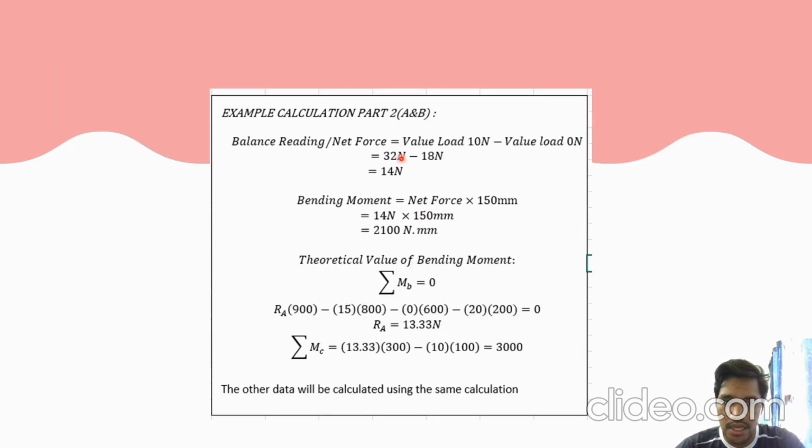Next, the sample calculation for part 2AB, we use the theoretical value to calculate the theoretical value of the bending moment, which is we use the summation of the bending moment at B equal to 0, and we can calculate the RA and also we can calculate the summation of bending moment at MC, which is 300. That's all from the calculation.